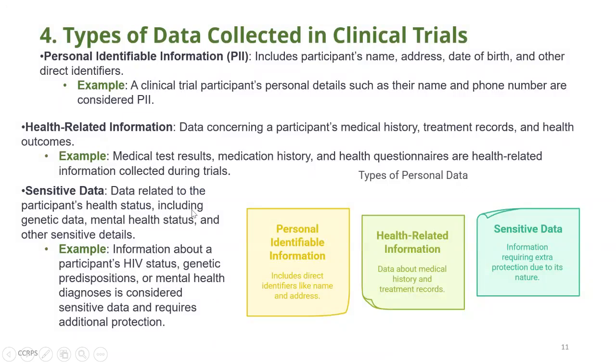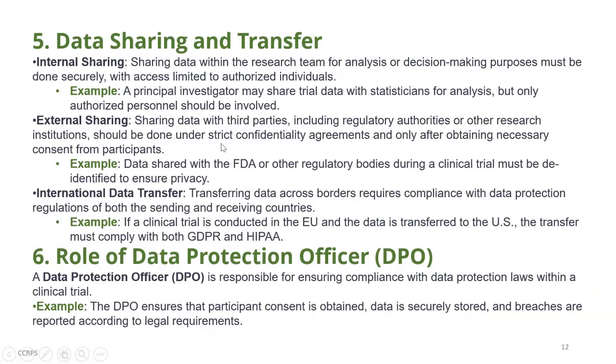Sensitive data, data related to the participant's health status, including genetic data, mental health status, and other sensitive details. Example, information about the participant's HIV status, genetic predispositions, or mental health diagnoses is considered sensitive data and requires additional protection. And here is a diagram on types of personal data.